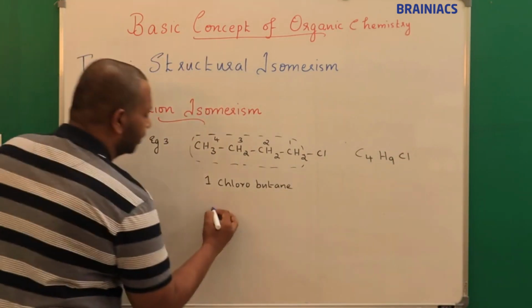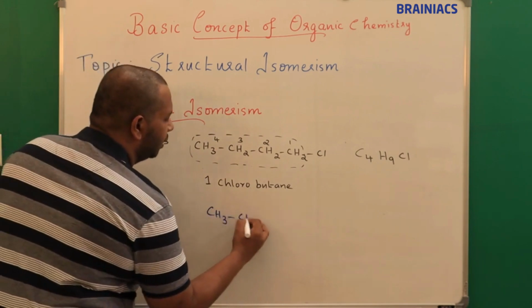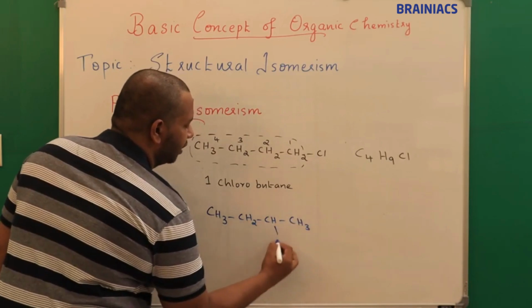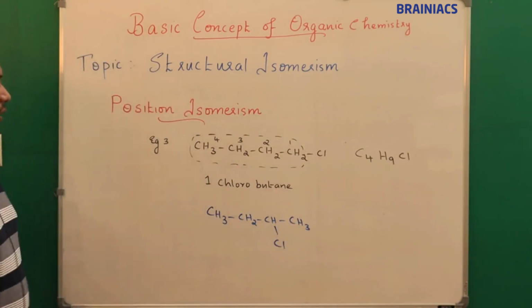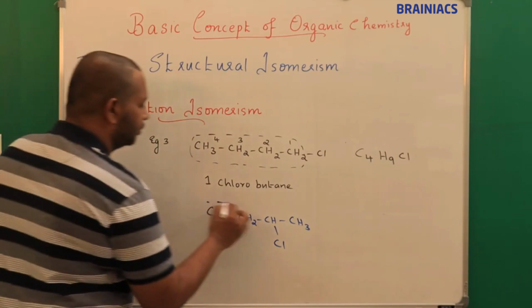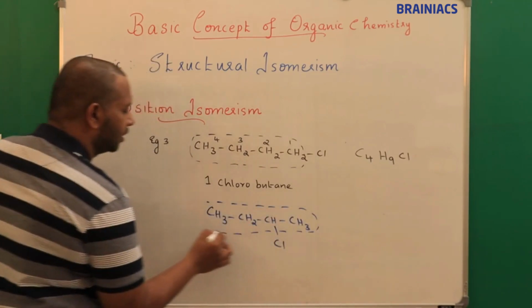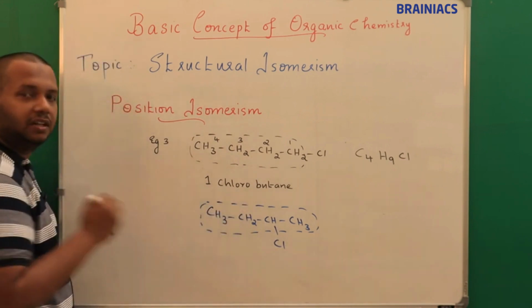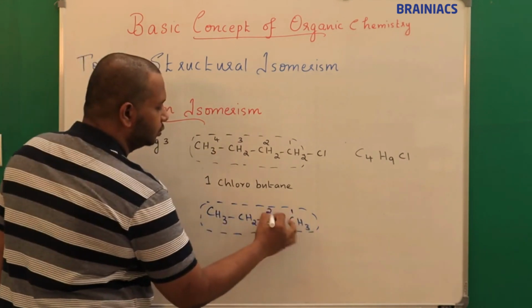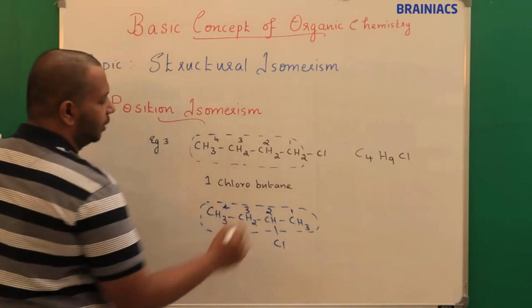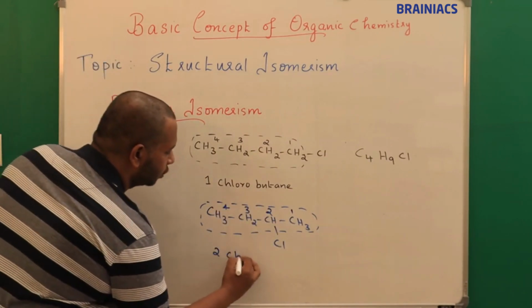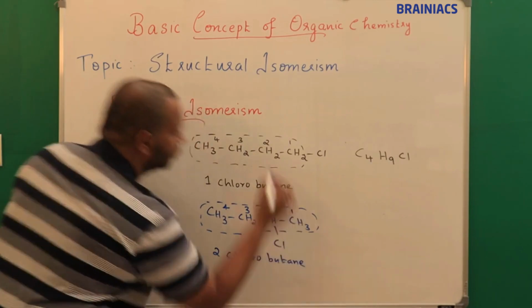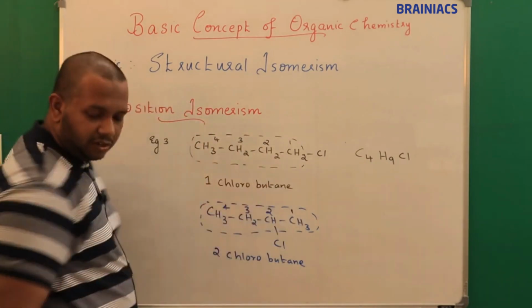Now try to tell me what is the relation between these two. CH3, CH2, CH, CH3, Cl. Now try to name this compound. I know this is my parent carbon chain. Correct? So while numbering, only the substituent is there. This substituent should get the least possible number. So 1, 2, 3, 4. So what is the name of this compound? 2-chlorobutane.